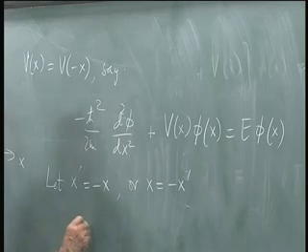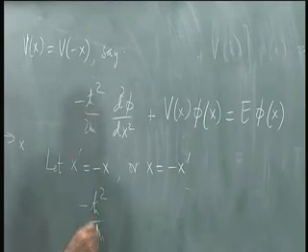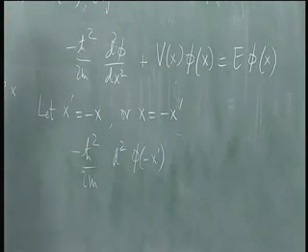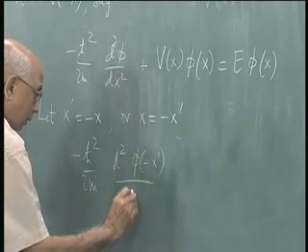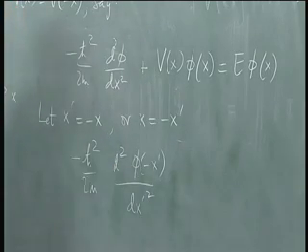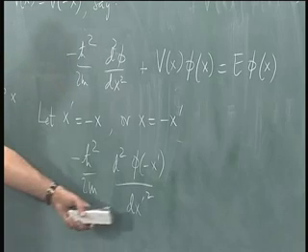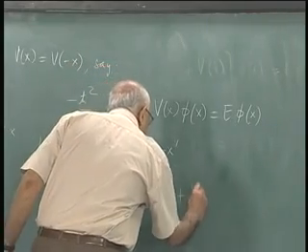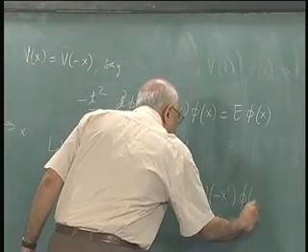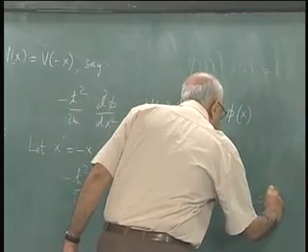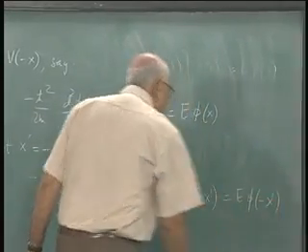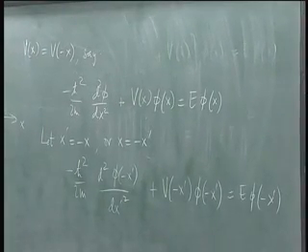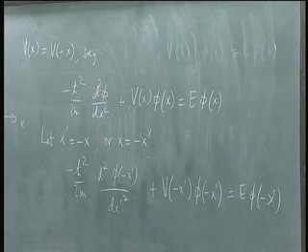What happens to this equation? It becomes minus h cross squared over 2m d2 phi of minus x prime, because x is minus x prime, over dx prime 2, because this does not change sign, it is a second derivative and therefore does not change sign, plus V of minus x prime phi of minus x prime is E phi of minus x prime. I have merely rewritten the same Schrodinger equation for the eigenfunction phi of x and the eigenvalue E in different coordinates.